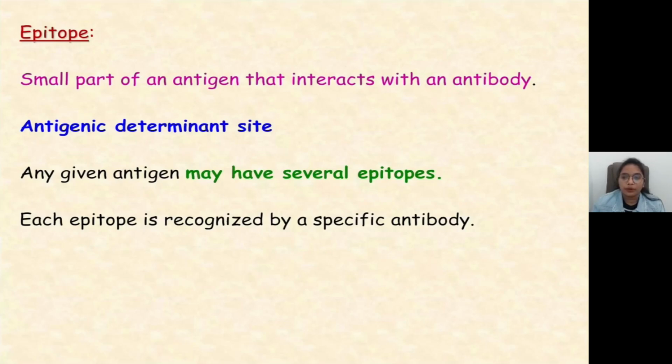Next is, what is an epitope? An epitope is a small part of an antigen that interacts with an antibody. If the antigen is triangle in shape, then it will have a small circle-like epitope that binds with antibodies. This is your antigenic determinant site, and any given antigen may have several epitopes. Each epitope is recognized by a specific antibody. Just as a single antigen binds with a single antibody, in the same way each epitope is recognized by a specific antibody.